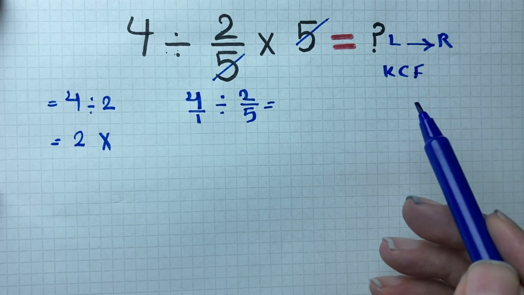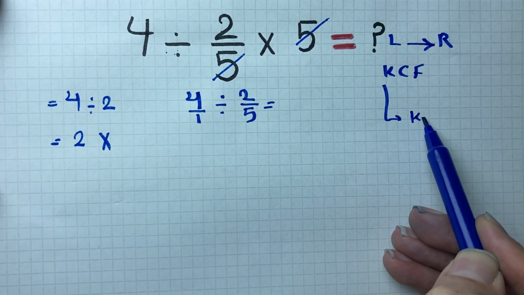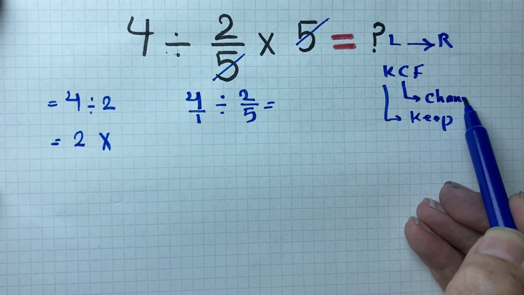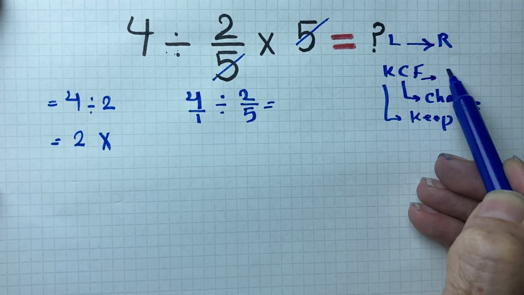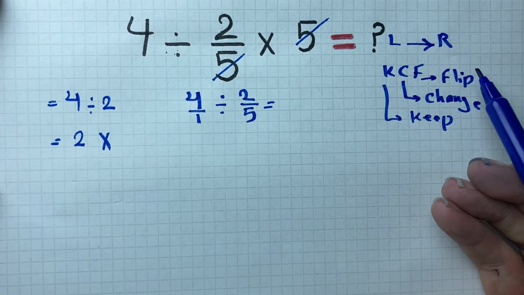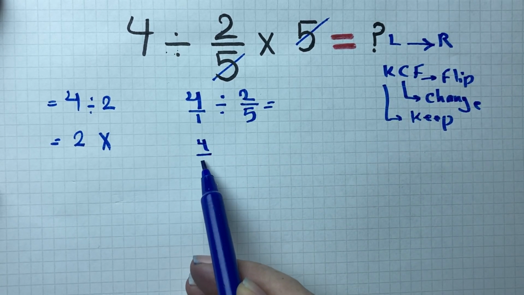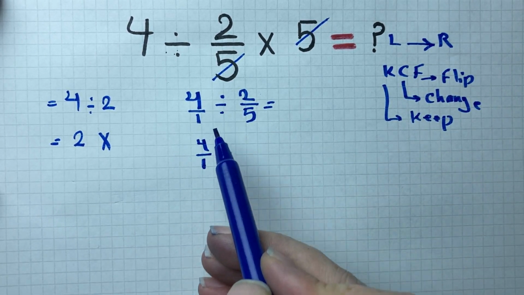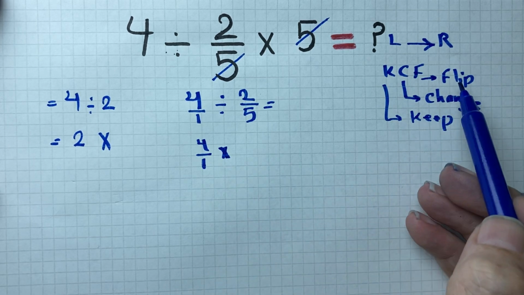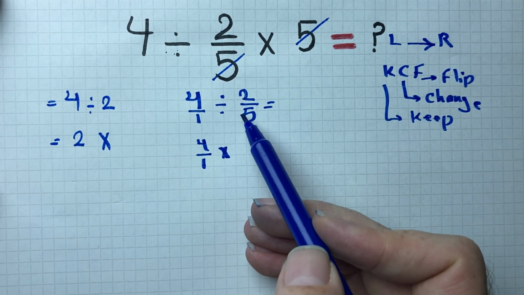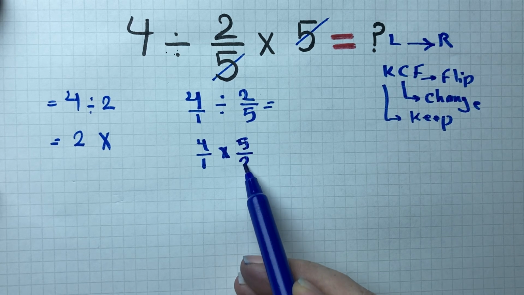KCF. But what is KCF? K stands for keep, C stands for change, and lastly F stands for flip. What does it mean? K, keep the first fraction, so I write it here, 4 over 1. Change division to multiplication, and lastly flip the second fraction. 2 over 5 is going to be 5 over 2.